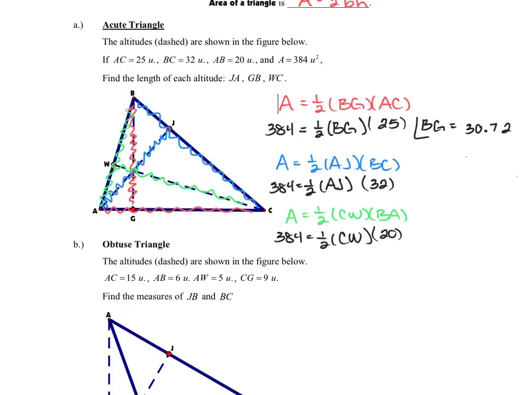We're going to go ahead and write these as decimals. Okay, then the next one we'll get our AJ is 24. Of course, if you wanted to leave these as the fractions or reduced fraction, I would certainly accept that. And on this one, we've got CW is going to be 38.4.